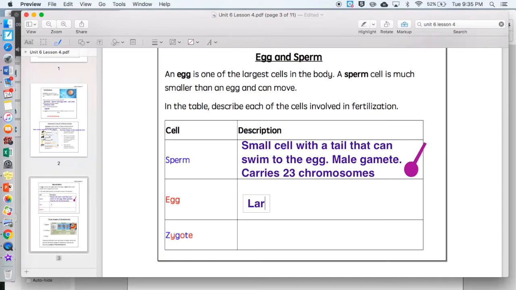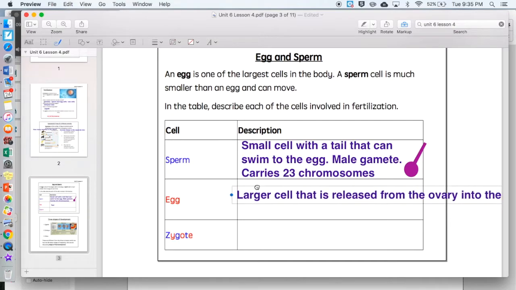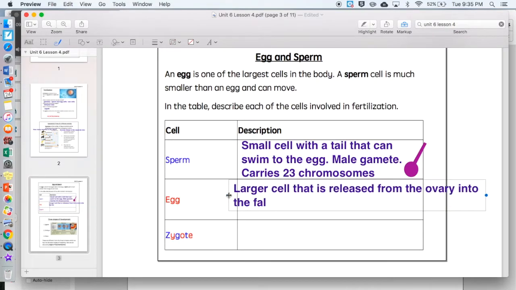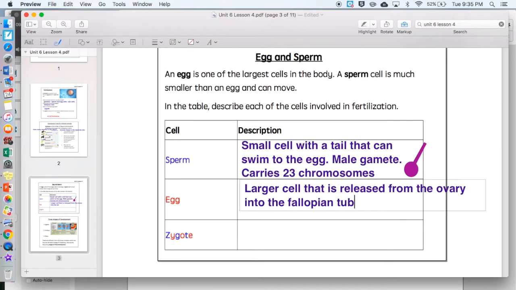All right, the egg. Go ahead and try your description of the egg. Okay, the egg is a larger cell, still small, it's just a cell, that is released from the ovary into the fallopian tube. So the egg can't move on its own. But we are going to learn later this week or next week that the egg can get pushed along the fallopian tube. So we'll talk about that later. The fallopian tube does the work, but the egg kind of rolls along and then the sperm swims to it. So the larger cell that is released from the ovary into the fallopian tube, how many chromosomes do you think this contains? Think about it.